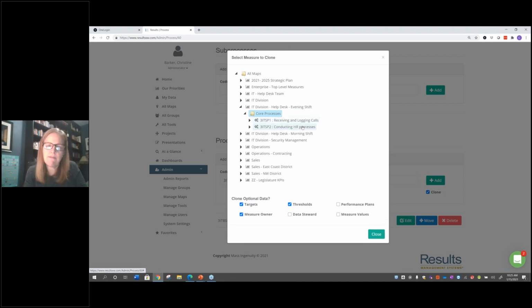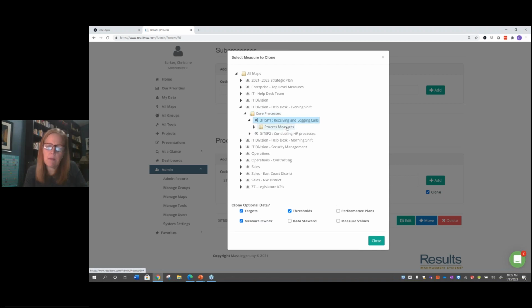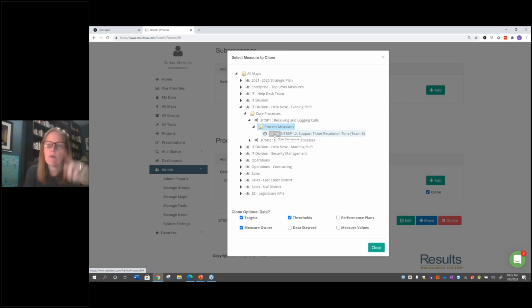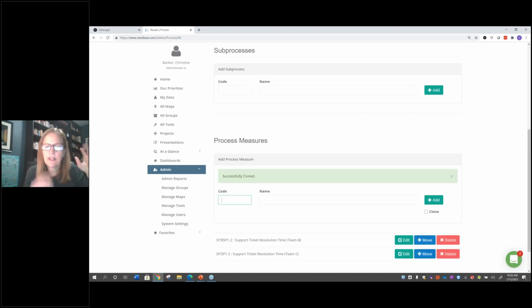That measure I want to find is under receiving and logging calls. Open that up, and I'm going to look at those process measures. And here it is. I want this measure. I'm cloning the same thing that's Team B, and I'm creating it for Team C. I hit clone, and the magic happens. I get a message, successfully cloned.